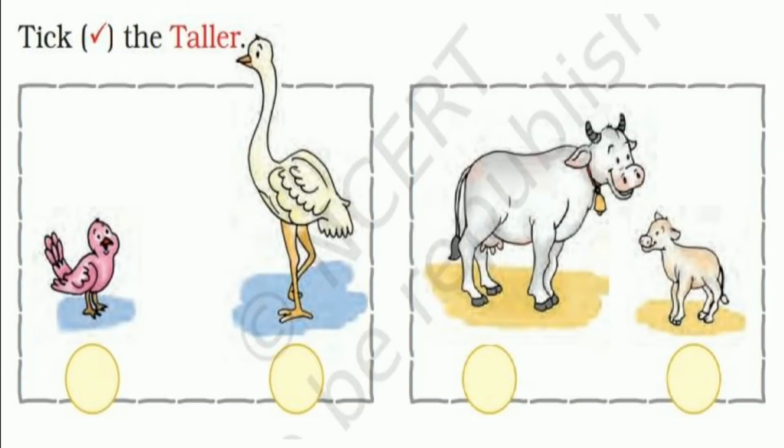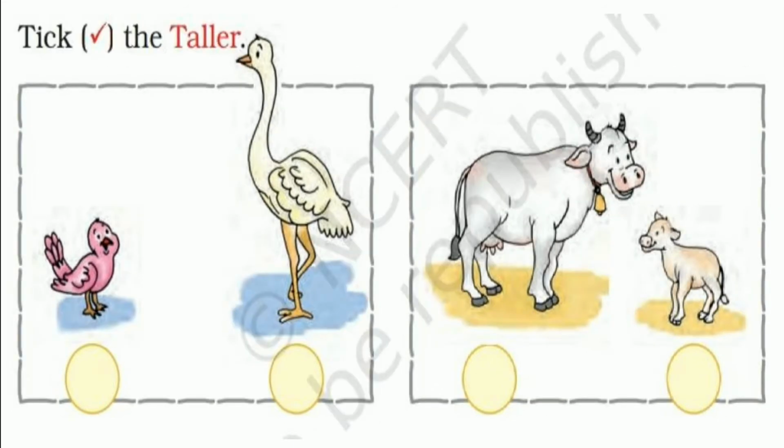Next, take the taller. Children, here you can see a chick and a swan. Who is tall, children, chick or swan? Yes, swan is tall, right? So swan is taller than chick. We shall take swan.